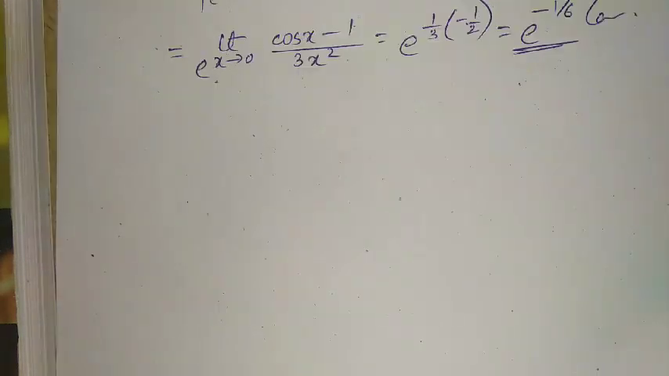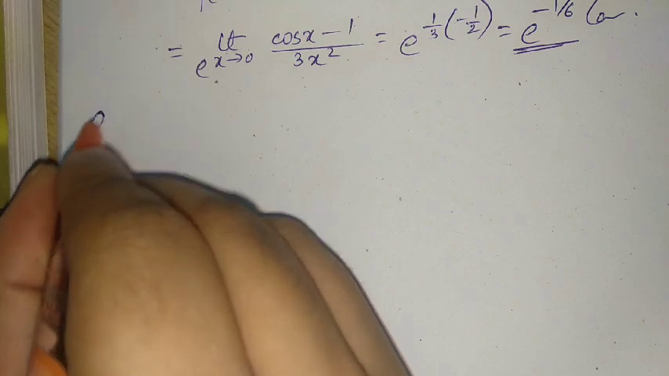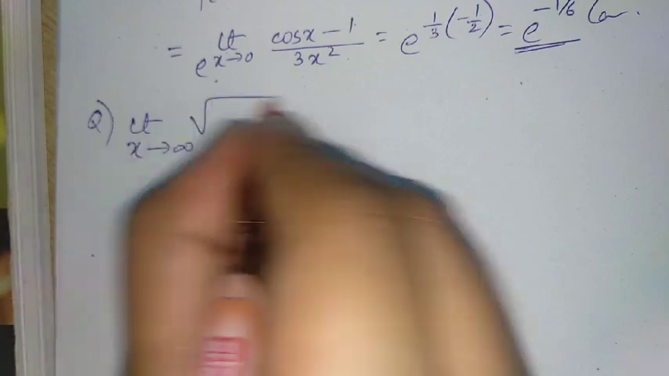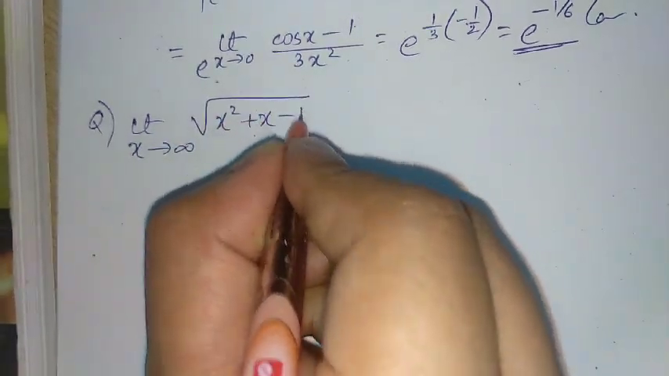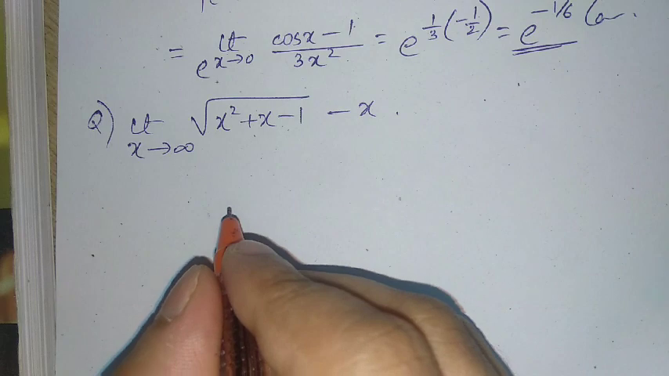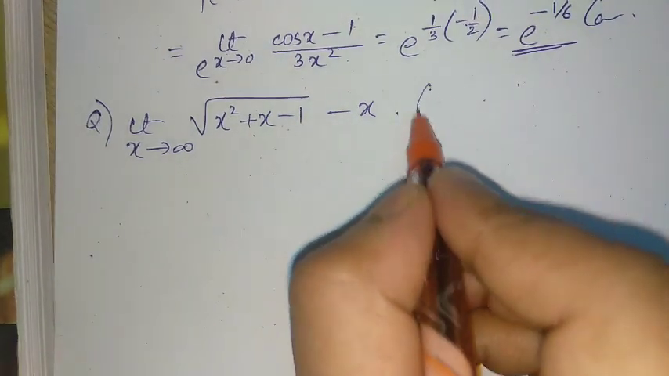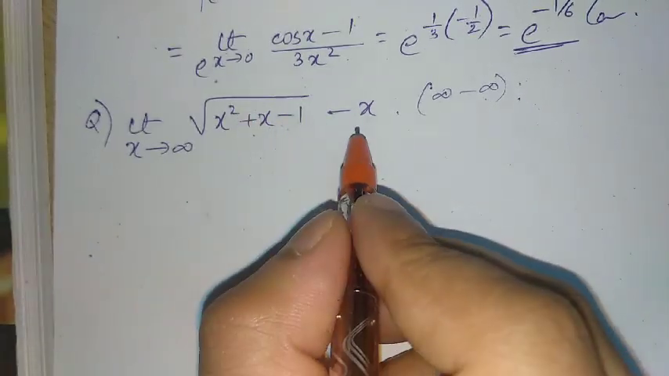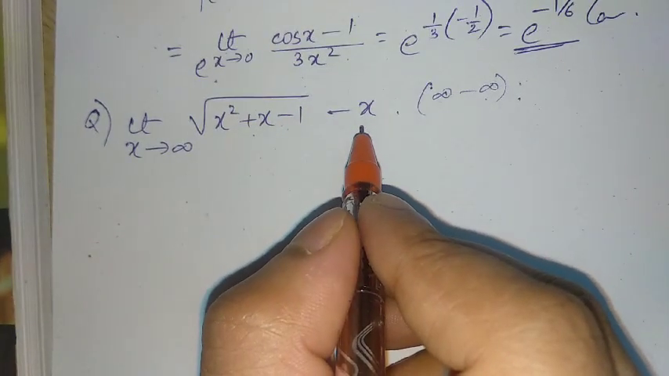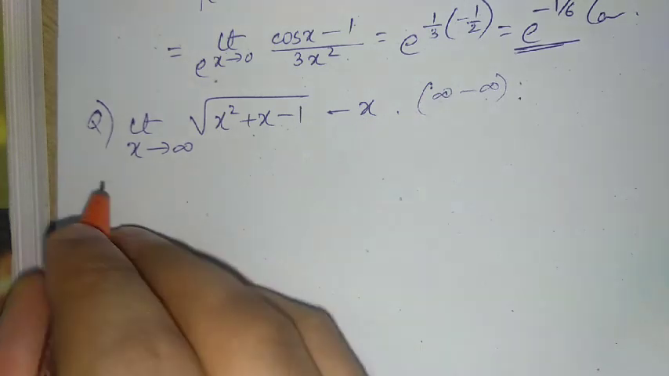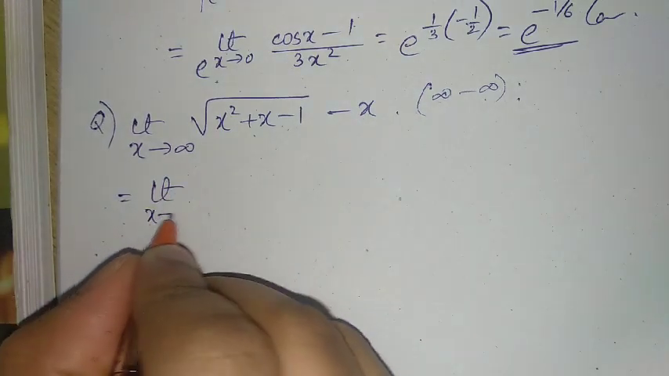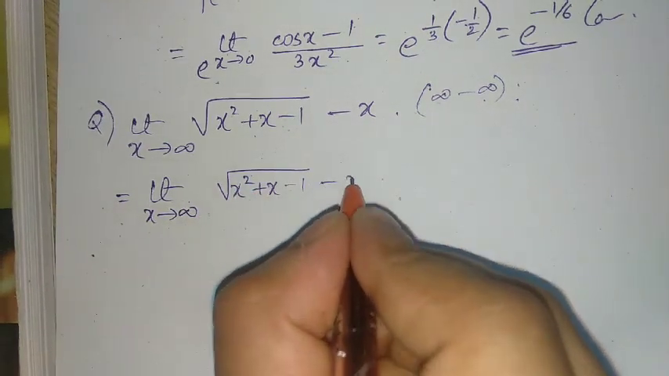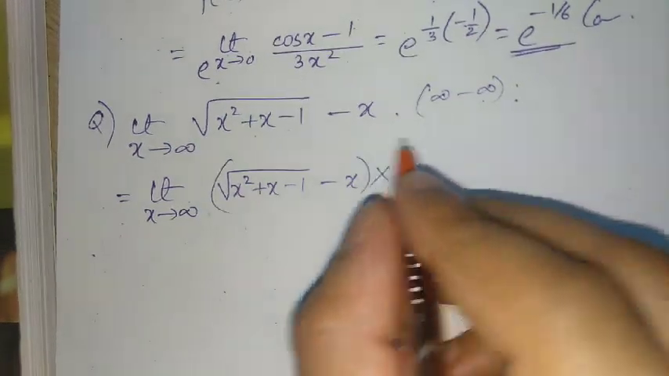A final question, a separate kind of question this is. Limit x tends to infinity, square root of (x square plus x minus 1) minus x. If you see, this is nothing but an infinity minus infinity form, but there is no denominator, so we cannot use the LCM method. So here we have to use a method known as rationalization. We will write it like this: square root of (x square plus x minus 1) minus x, and we will multiply and divide by its conjugate.